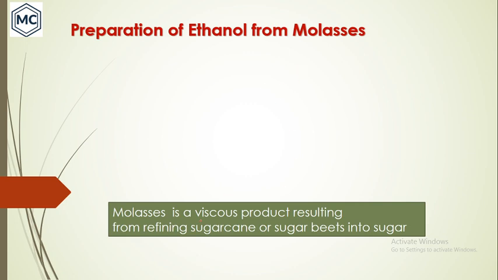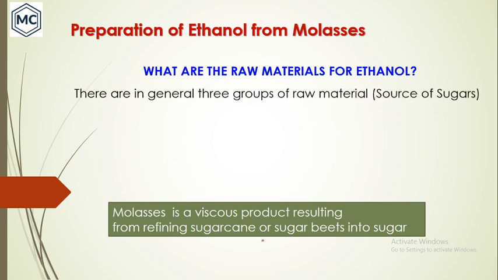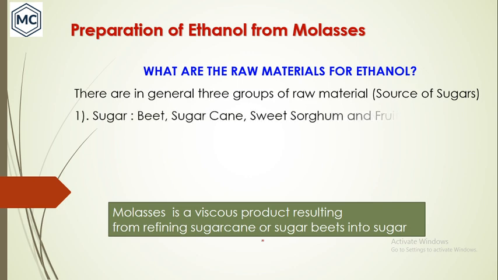What is meant by molasses? Molasses is a viscous product resulting from refining sugarcane or sugar beets into sugar. And what are the raw materials available for ethanol production? There are three general raw materials which contain sugars. One source is beet, sugarcane, sweet sorghum and fruits.